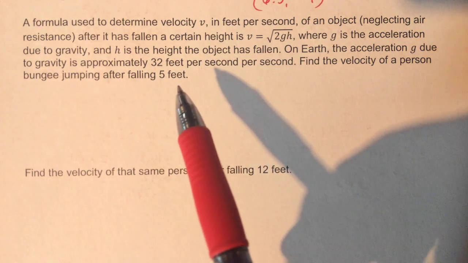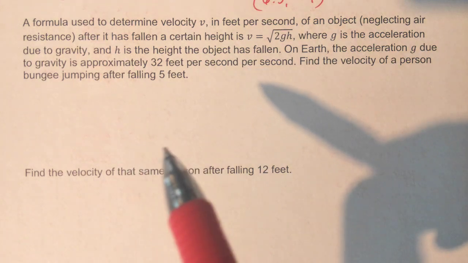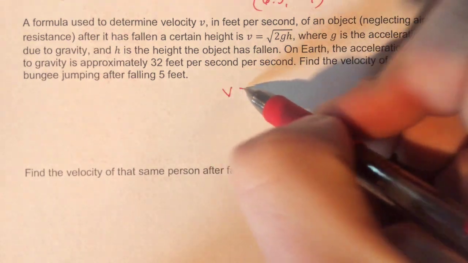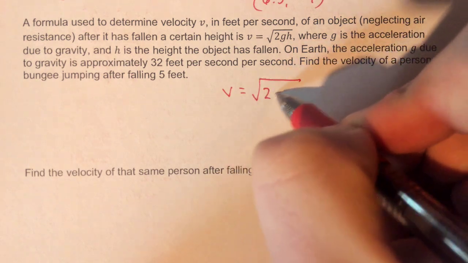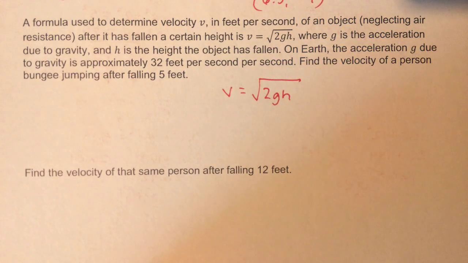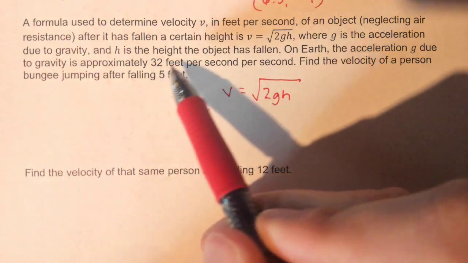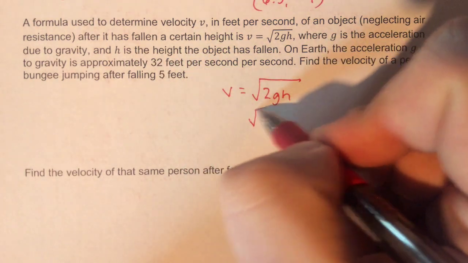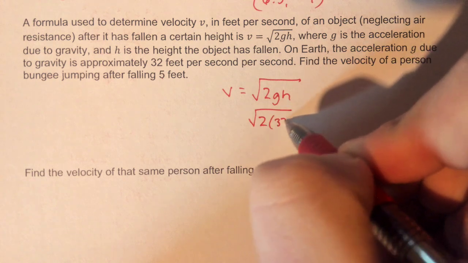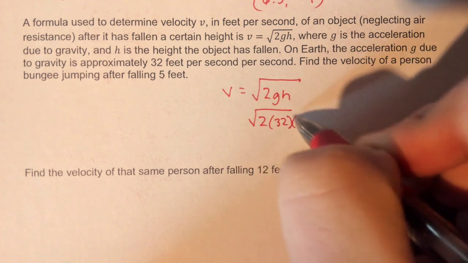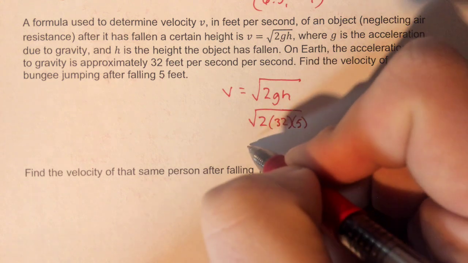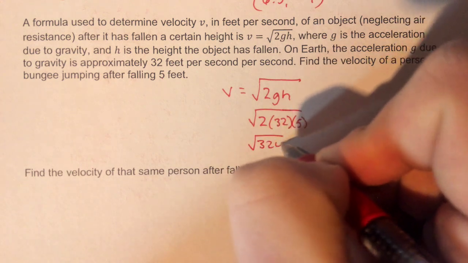So some dude's just started bungee jumping. He's only fallen 5 feet. How fast is that dude going? So we're going to use our formula. v equals the square root of 2gh. And if we remembered, they told us what g was, and they told us what h was. We just got to plug it in. So it's going to be 2 times 32 times 5. 2 times 5 is 10. 10 times 32 is 320.